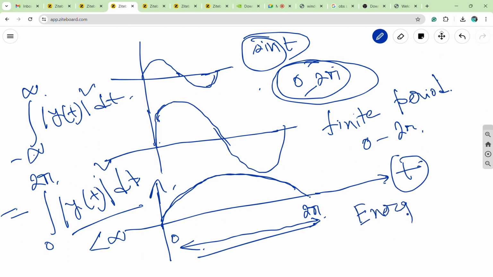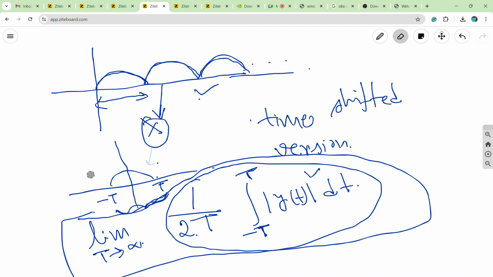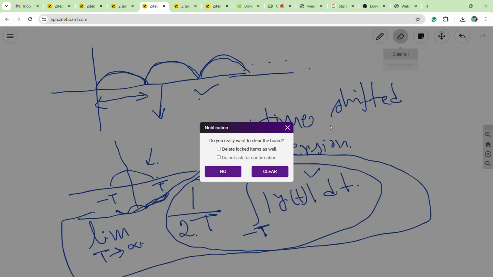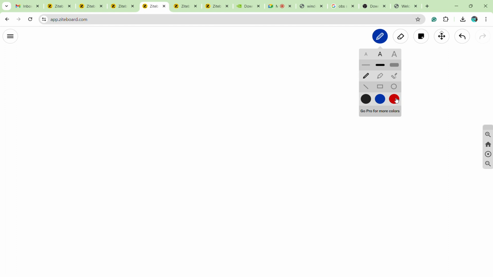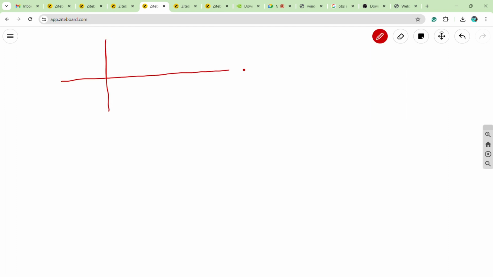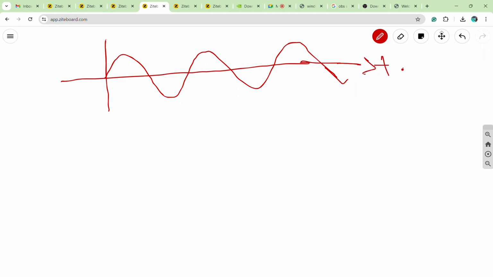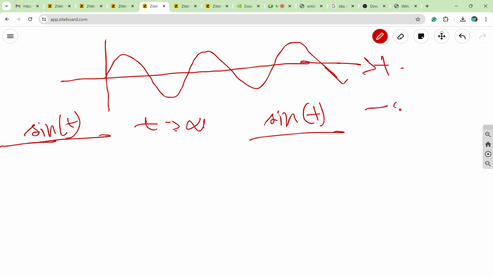That is the energy. Okay. So now if I go for this particular signal, and it's going to infinite, it's never ending, because if I write sine t, t tends to infinite, sine t also exists, not only in 0 to 2 pi.